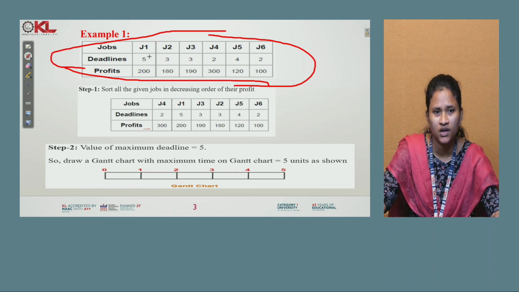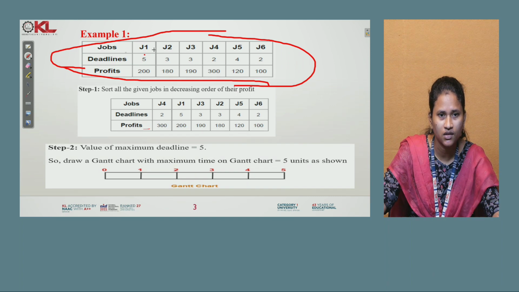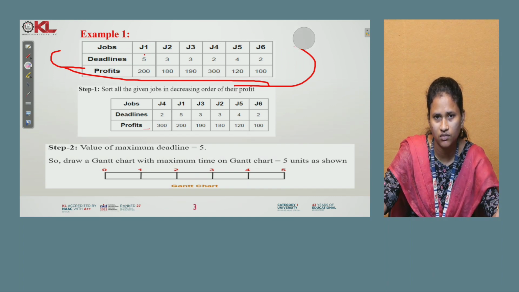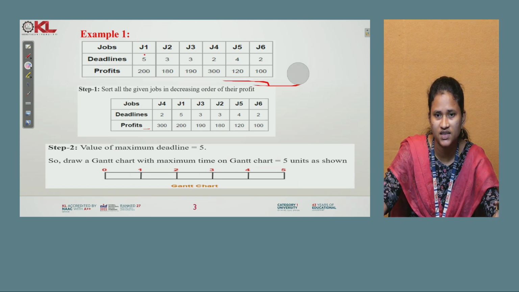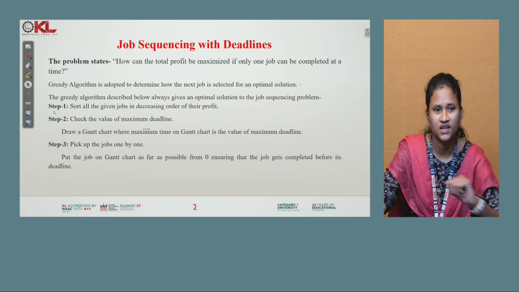Based upon the deadline you have chosen, we have to focus on that, and on the profit values they have given. That is the initial step: this is the input data. Remember this. Based upon this table, we have to follow the three steps. What are those three steps? These are the three steps.